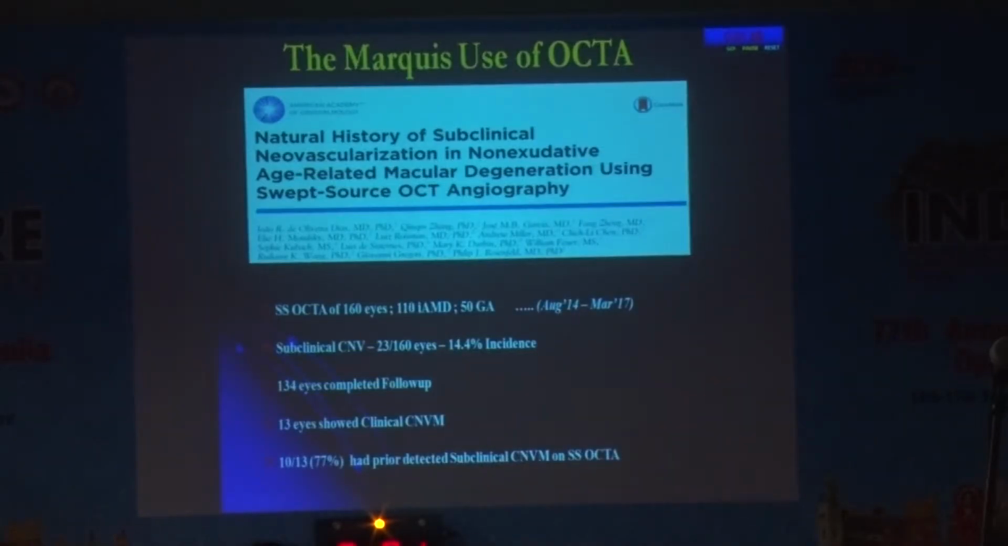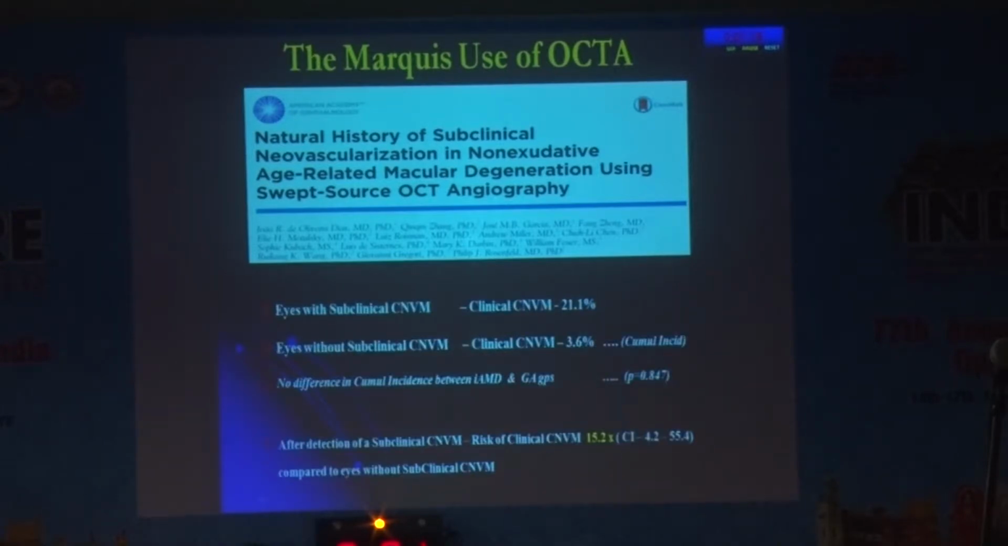So this is the marquee use, I think, of OCT angiograms: a beautiful, landmark publication which came out last year from the Bascom Palmer group, which looks at subclinical neovascularization in intermediate AMD cases. There were 110 intermediate AMD cases and 50 geographic atrophy cases. 23 out of these 160 had subclinical CNVM, an incidence of almost 14.4%. 134 completed follow-up, and 13 showed clinical CNVM. 10 out of 13, 77%, had prior detected subclinical CNVM on swept source OCTA. So eyes with subclinical CNVM that went on to become clinical CNVM during the course of those 3 years of study were 21%.